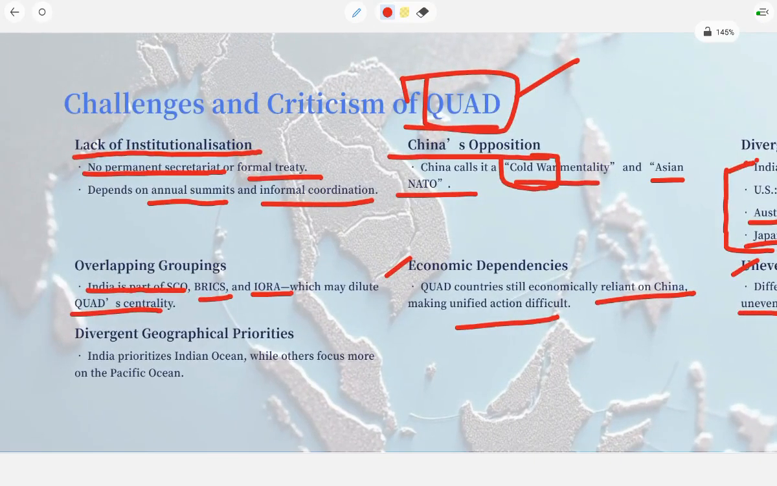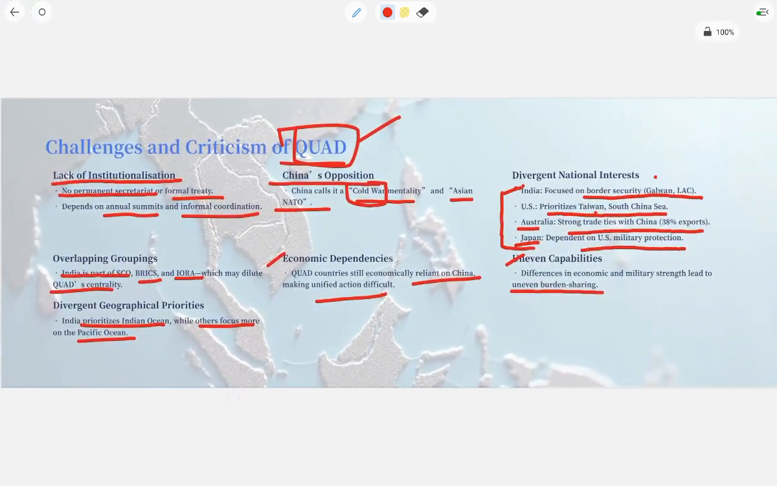Divergent geographical priorities. India prioritizes the Indian Ocean while others focus more on the Pacific Ocean. As you all know, India is surrounded by three water bodies. In the south we have the Indian Ocean. So India is more focused on it because if anything happens in the Indian Ocean, it's a direct threat to Indian territory. But the other members in the Quad are more focused on the Pacific Ocean rather than the Indian. So this also challenges the Quad.